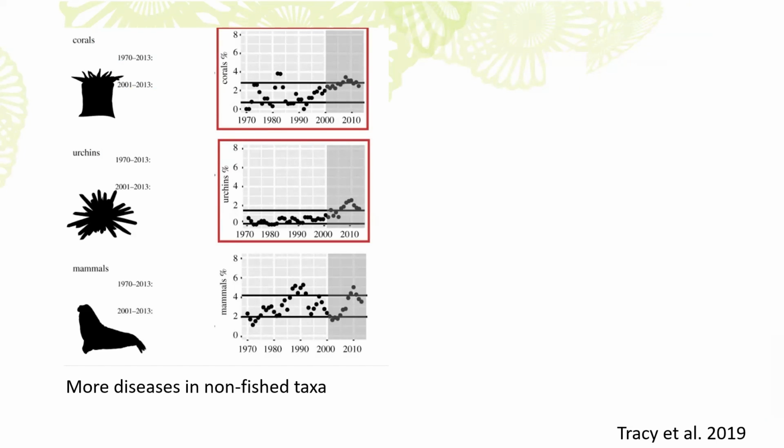Over time, studies of disease and reports of disease have changed. So this is a really great paper by Alison Tracy, where she looked at reports of diseases and sort of controlled for it by weighting the number of reports by the number of studies of these organisms overall. And she found that for groups like corals and urchins, or I guess mostly corals and urchins actually, there's this increase in disease reports over time, and it's very much correlated with increasing seawater temperatures in these locations.